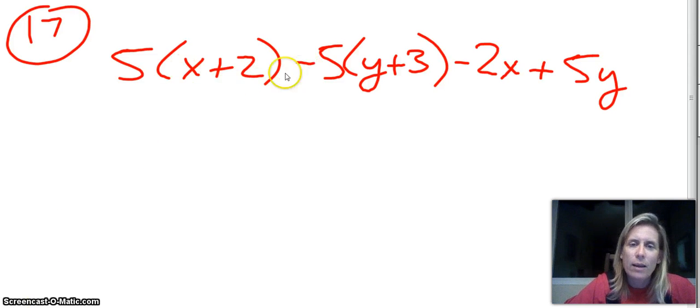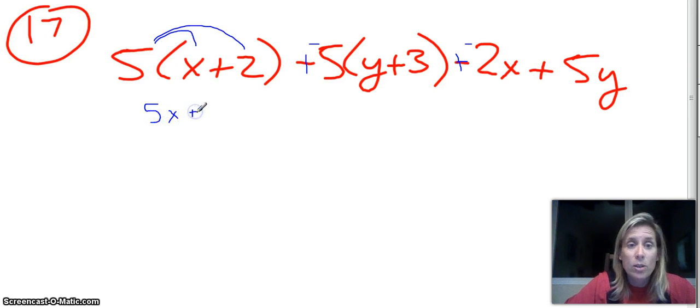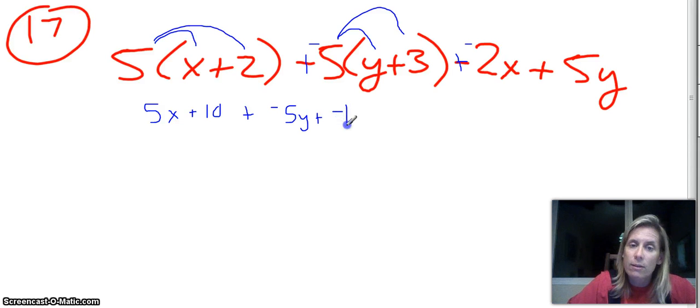Okay, now that you're back, don't forget we're going to change all of these subtraction to addition of the opposite, right? Addition of the opposite. So we have our correct signs. Now I'm just going to start distributing, right? What is 5 times x? 5x. Plus, what is 5 times 2? 10. Good. And then over here we have, next set, we have negative 5 times y. So I end up with negative 5y. Plus, we have the negative 5 times 3, which is negative 15.